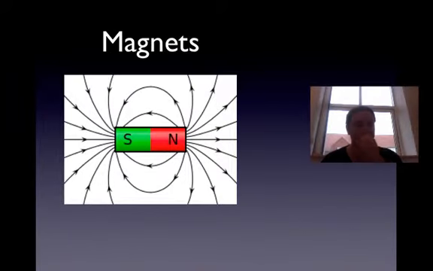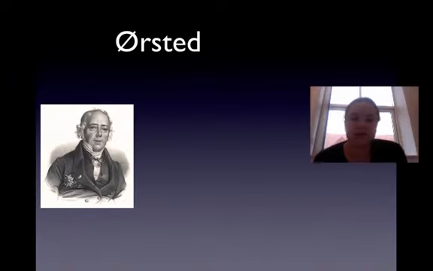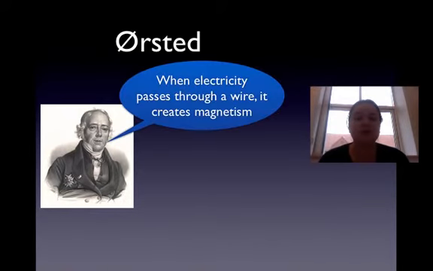Okay, so as you know, around a magnet there is a magnetic field, and you can draw the field lines like this, and they go from north to south, and they're in a certain pattern around whatever kind of magnet you have. And there was a Danish scientist called Hans Christian Ørsted, and he noticed there was a link between electrical fields and magnetic fields, and he said when electricity passes through a wire, it creates magnetism.